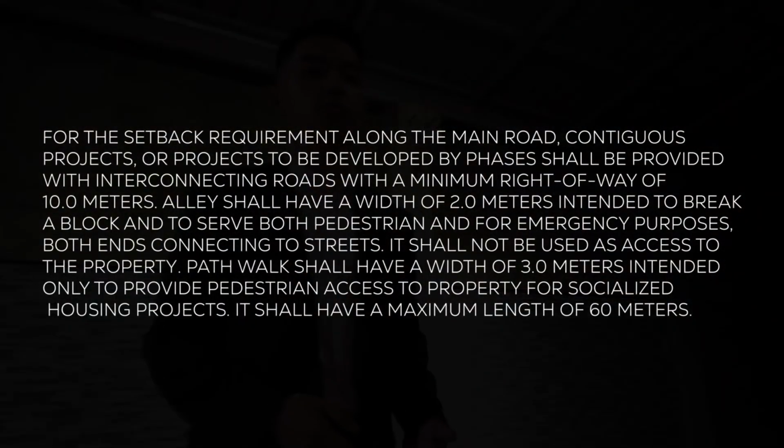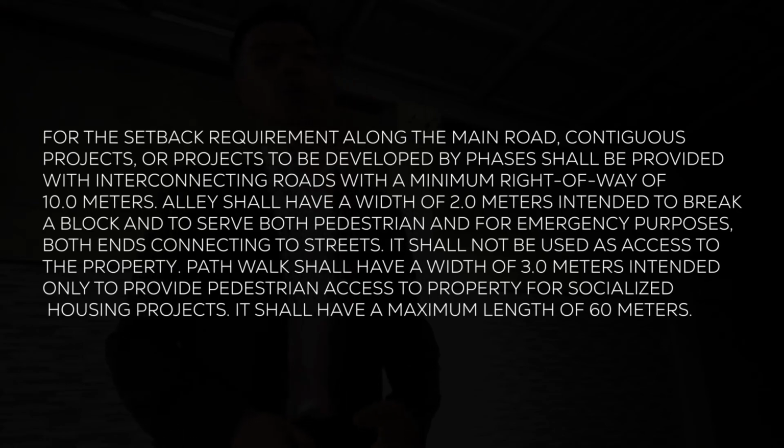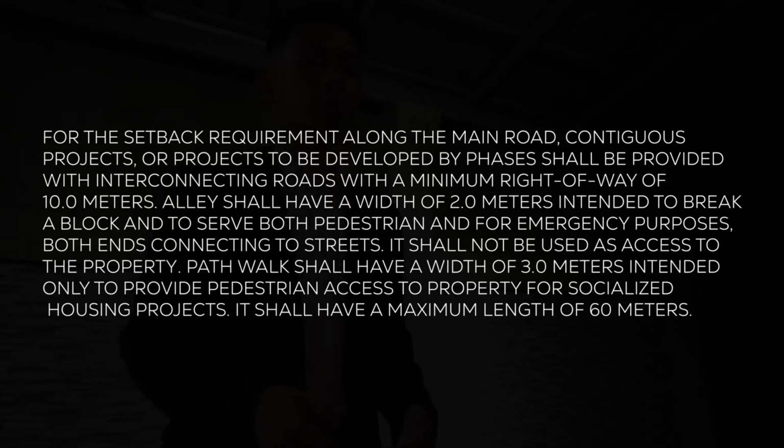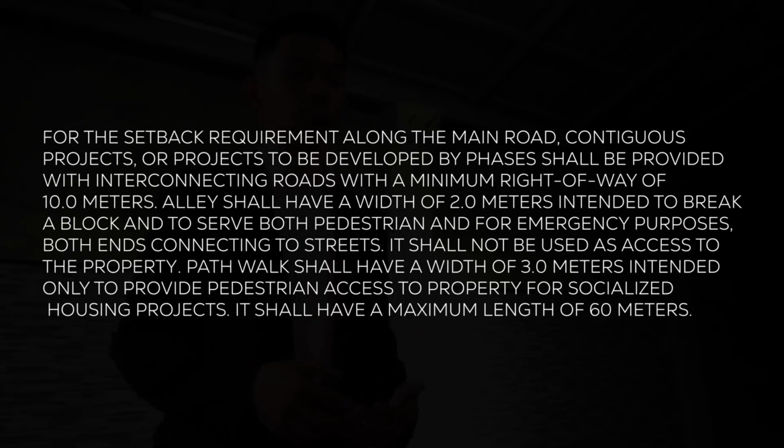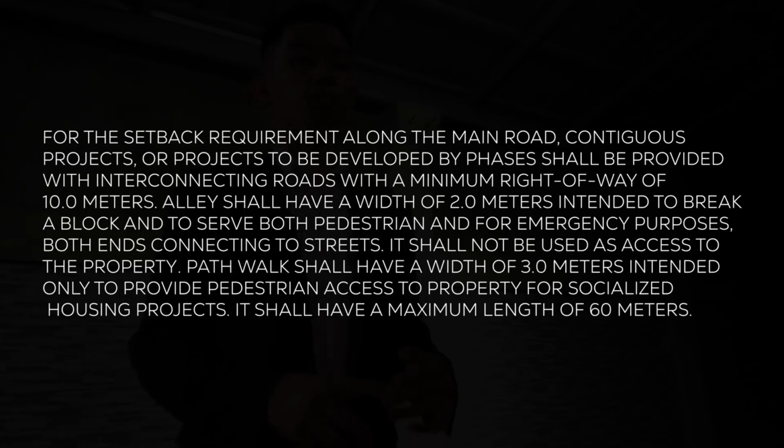For the setback requirements along the main road, contiguous projects or projects to be developed by phases shall be provided with interconnecting roads with a minimum right-of-way of 10 meters. The alley shall have a width of 10 meters intended to break a block and to serve both pedestrian and emergency purposes, both ends connecting to the streets. It shall not be used as an access to the property. And the pathwalk shall have a width of 3 meters intended only to provide pedestrian access to the property for socialized housing projects. It shall have a maximum length of 60 meters.